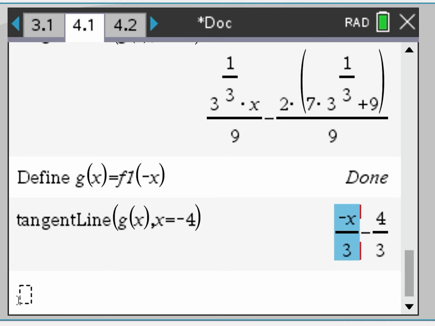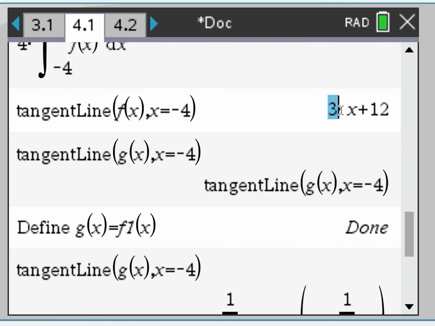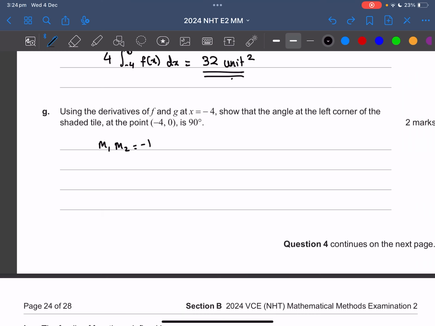Okay. So now, yeah, this is 3 and this is negative 1 on 3. So that makes sense. So if I were to say that f dash of negative 4 is equal to 3 and g dash of negative 4 is equal to negative 1 on 3. So 3 times negative 1 on 3 equals negative 1. Therefore, the left corner is at 90 degrees.